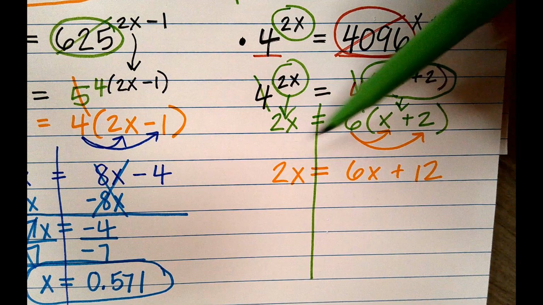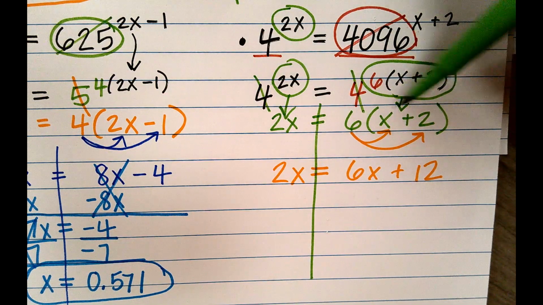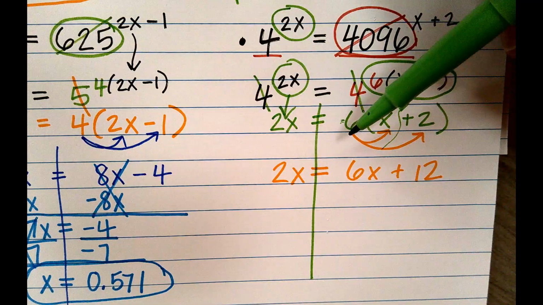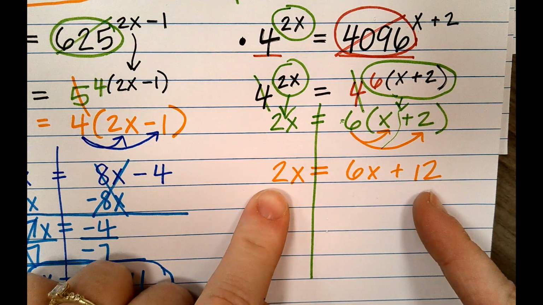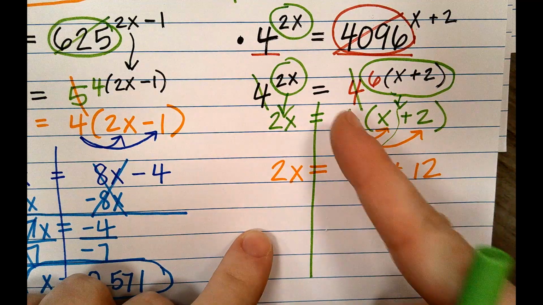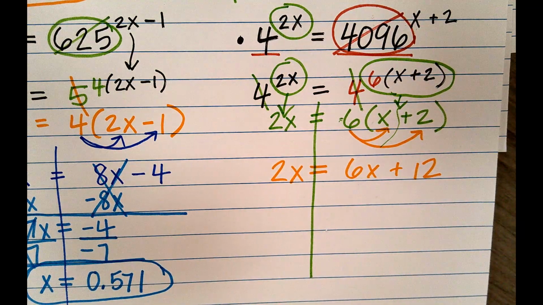Then I see 2x equals 6 outside of parentheses x plus 2. We distribute, so we multiply to both terms. And now we're here. We brought everything down. And we have 6x plus 6 times 2 gave us 12. Does everybody understand how we got to here?